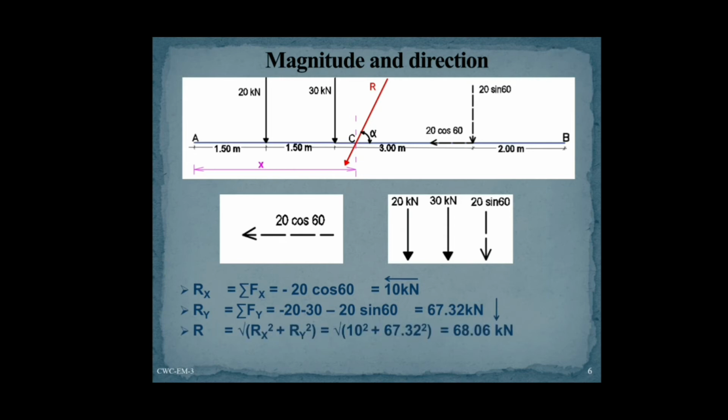Now R will be equal to root of Rx squared plus Ry squared. So it will give a value of 68.06 kilonewton in the third quadrant. Next will be the direction alpha, which is equal to tan inverse of sigma Fy divided by sigma Fx, which will give a value of 81.55 degree.